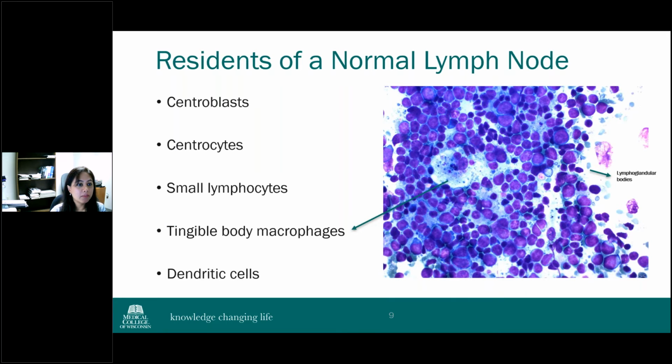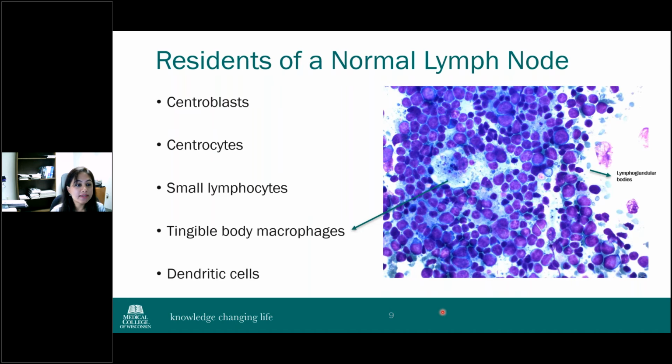Briefly looking at the normal lymph node cytology, we have the lymphoglandular bodies in the background, which attest to this being a predominantly lymphoid specimen. Important to note here that lymphoglandular bodies are just a testament to the fact that this is a lymphoid sample. It does not give us any additional information regarding whether this is benign or malignant.